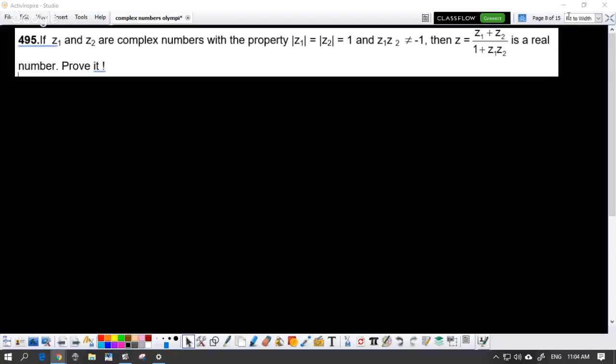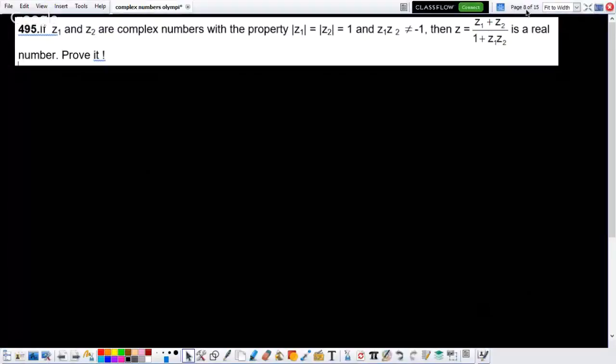And I think it's written on the right corner how many pages there are. 8 pages we finished. This is the 8th page. There are 15 pages there, which means we have 7 more solutions.